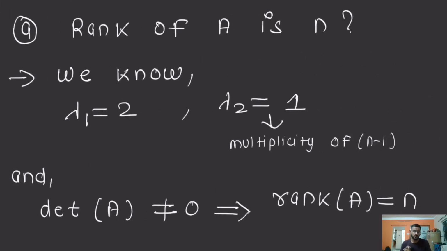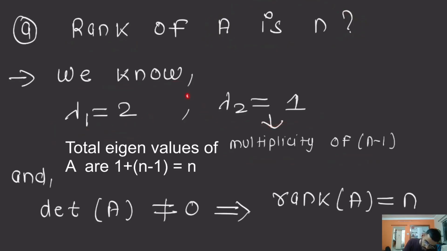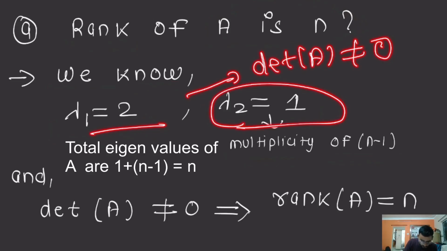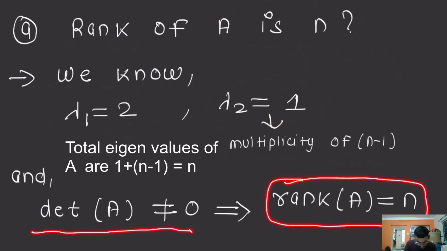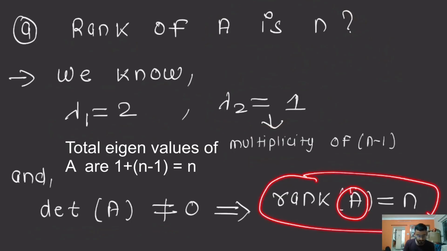Now we'll move into the solution. The first option is: rank of A is n. Since we know the eigenvalues of A are lambda 1 equal to 2 and lambda 2 equal to 1 with a multiplicity of n minus 1, the determinant of A is not equal to 0, because none of the eigenvalues is 0. And we know that if the determinant is not equal to 0, then the given matrix is a full rank matrix. That is, the dimension of A is n, therefore the rank of A is n.